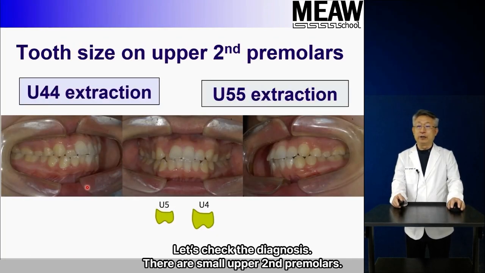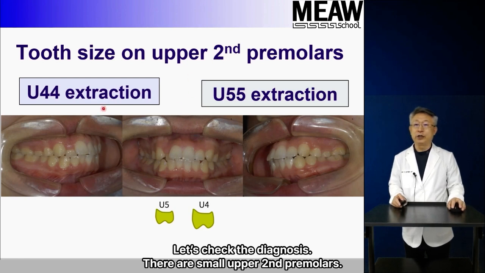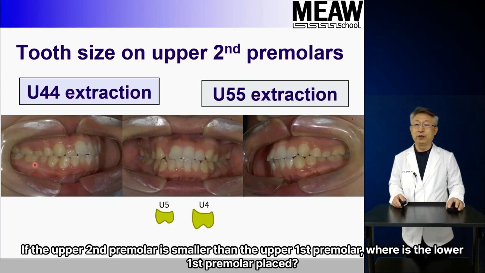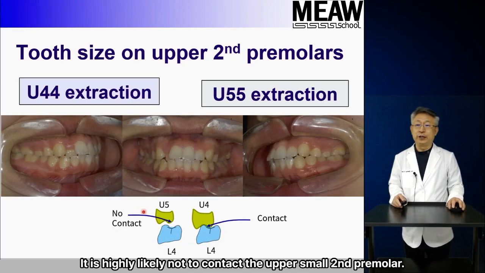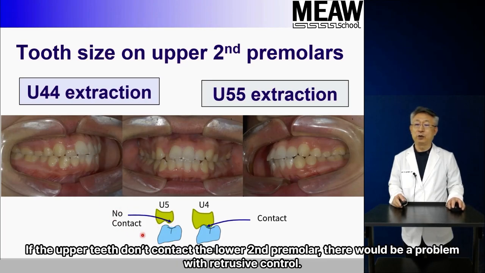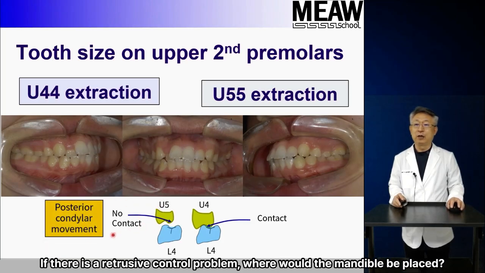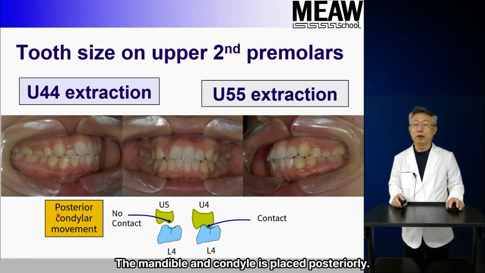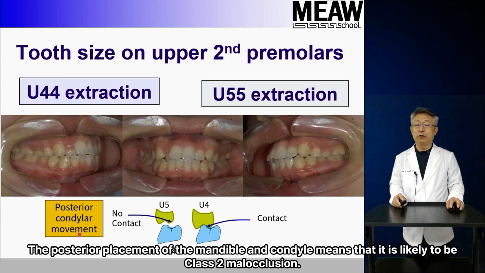Let's check the diagnosis. There are small upper second premolars. If the upper second premolar is smaller than the upper first premolar, where is the lower first premolar placed? It is highly likely not to contact the upper small second premolar. If the upper teeth don't contact the lower second premolar, there would be a problem with retrusive control. If there is a retrusive control problem, where would the mandible be placed? The mandible and condyle is placed posteriorly. The posterior placement of the mandible and condyle means that it is likely to be class 2 malocclusion.